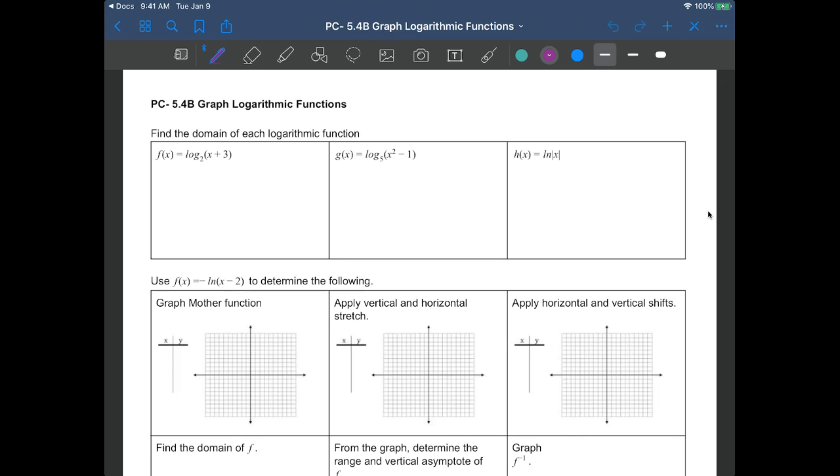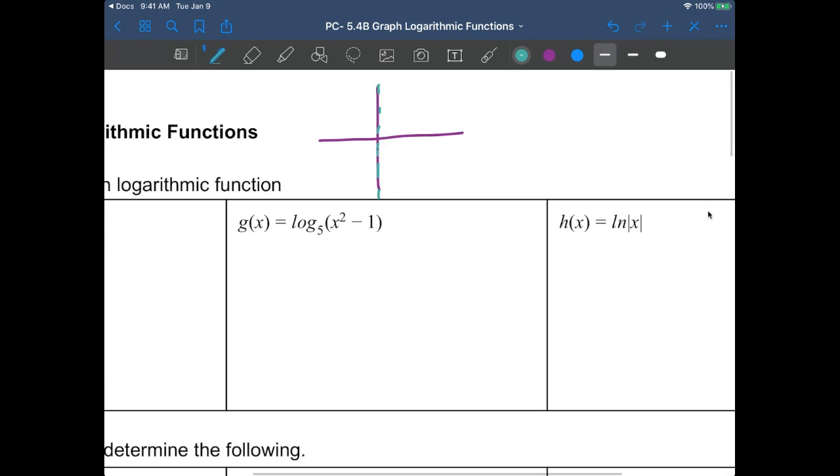Hi, we're graphing logarithmic functions. So remember from yesterday that the mother function to a log graph has an asymptote at x equals 0. Our graph goes through the point (1, 0), and then whatever your base is, so b to the 1. So let's call that the base.